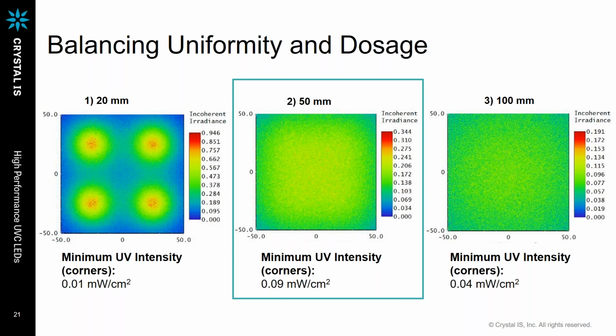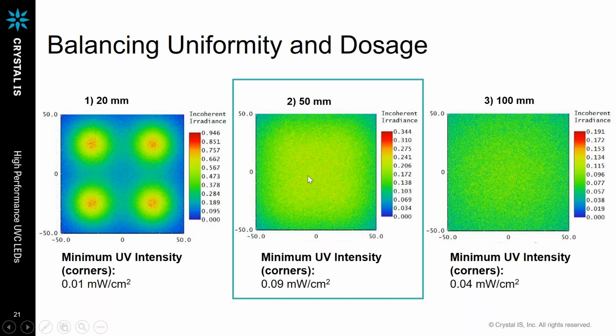Now moving further away, at 50 millimeters, you can still see a little bit of a pattern, but it's starting to get a lot more uniform. Again, there is a minimum UV intensity at the corners, and this time it is 0.09 milliwatts per square centimeter. Just by going away from the substrate or your surface, we have increased the minimum UV intensity from 0.01 to 0.09.